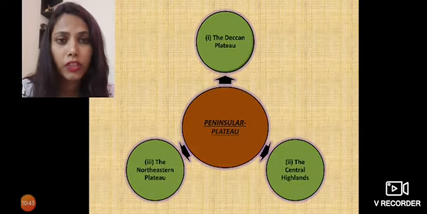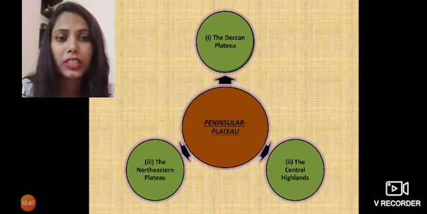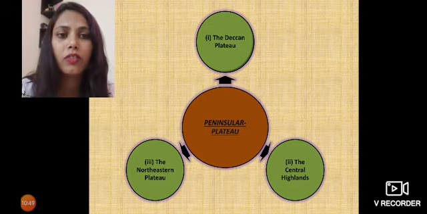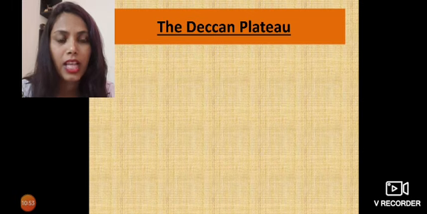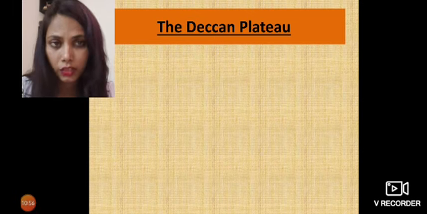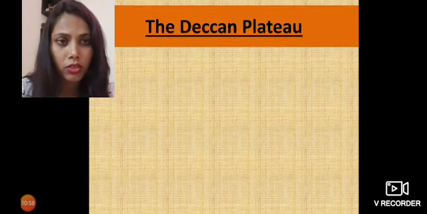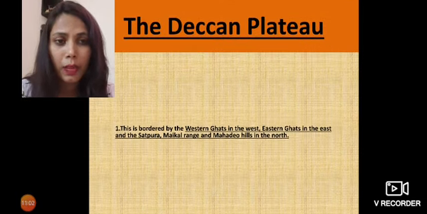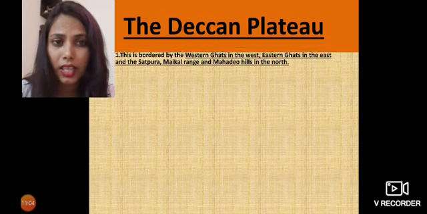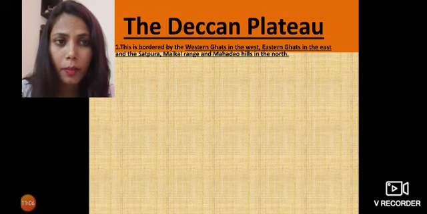These are the three divisions of the Peninsular Plateau: the Deccan Plateau, Central Highlands, Northeastern Plateau. These are all parts of the Peninsular Plateau. Now we'll study about these divisions in detail. The Deccan Plateau. This is bordered by Western Ghats in the west, Eastern Ghats in the east, Satpura, Mekal, Mahadev Hills.